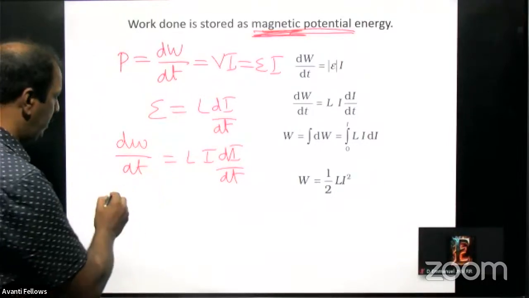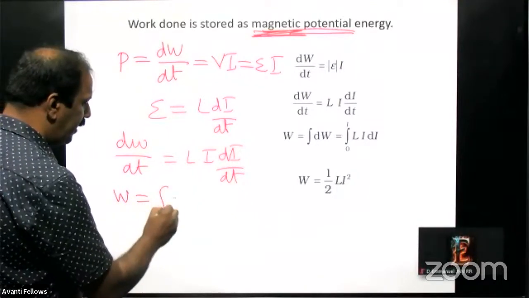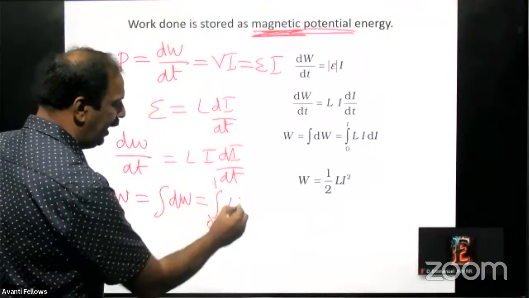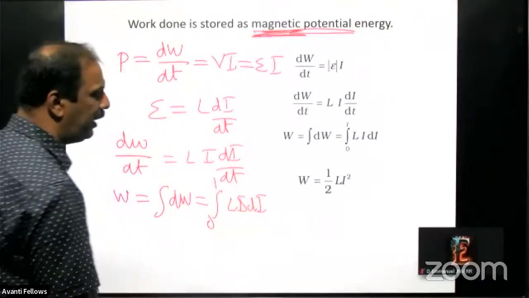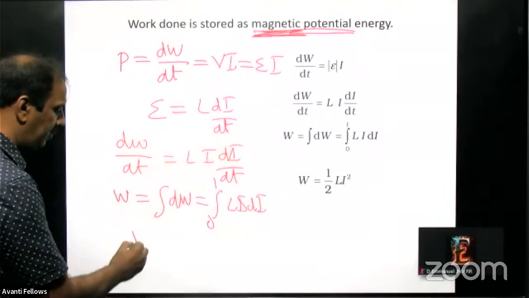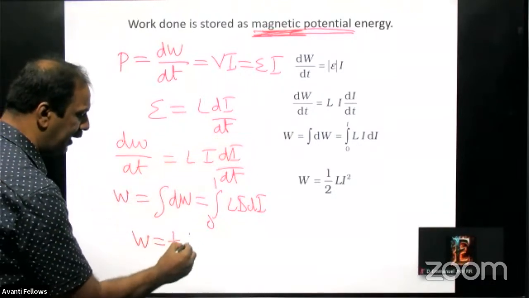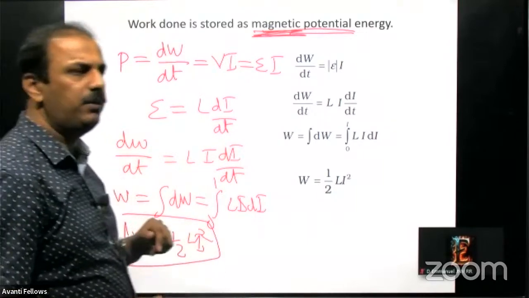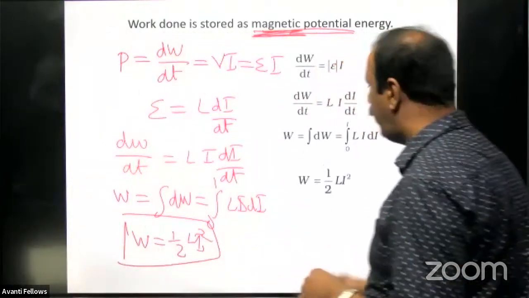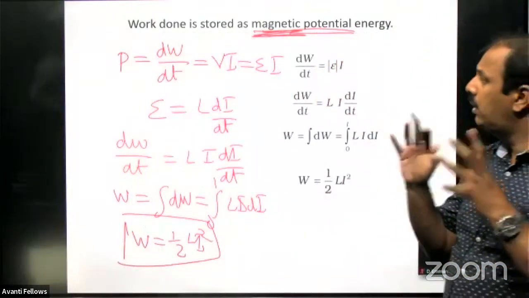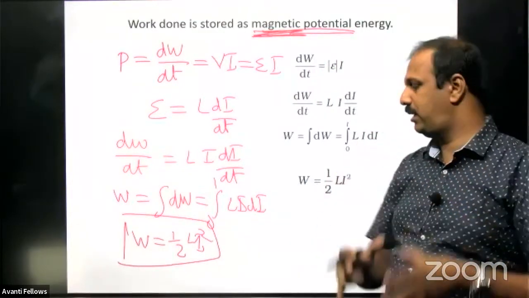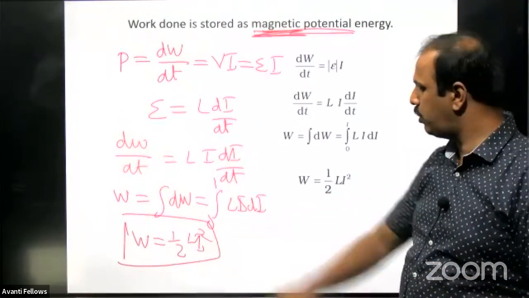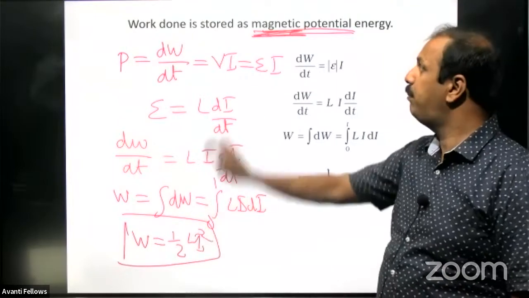So when you integrate this one, you will get work done is equal to integral dW is equal to integral 0 to I Li di. The more mathematical part we are not going into. Just on doing this one, you will get work done is equal to half Li square. So this is the work done. This work done will be stored as its potential energy. So the work done in the inductor, when you are charging the inductor, is given by half Li square. So this half Li square is stored as magnetic potential energy.